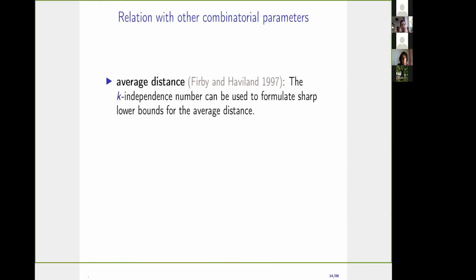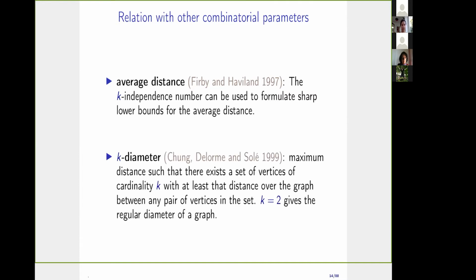This parameter is also related to other combinatorial parameters, for example, to the average distance of a graph. So it's just the definition you have in mind: you take the distance between any two vertices and then you divide by n choose 2. And Firby and Haviland actually provide some sharp lower bounds for the k-independence number in terms of the average distance. Well, actually it should be upper bounds, sorry, that's my typo.